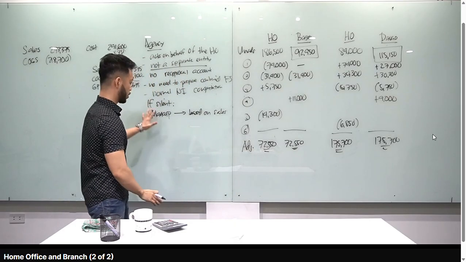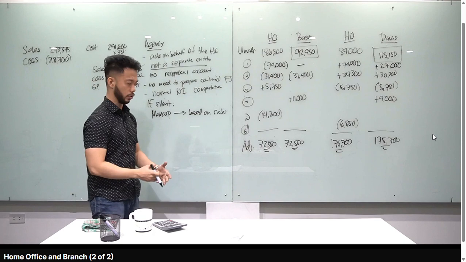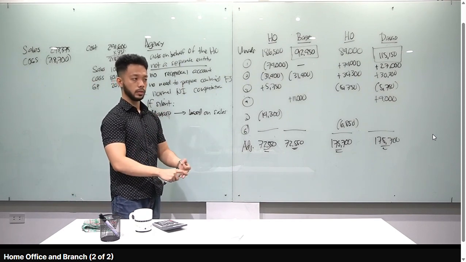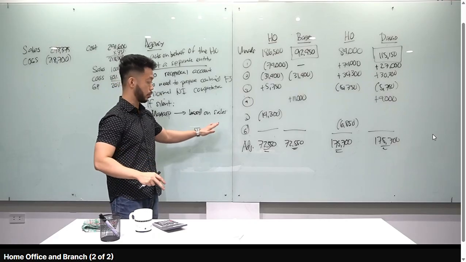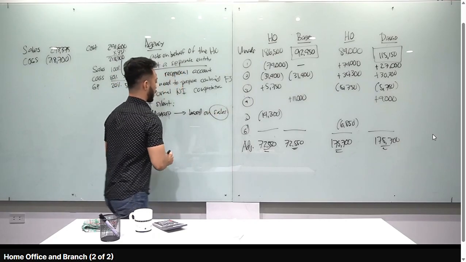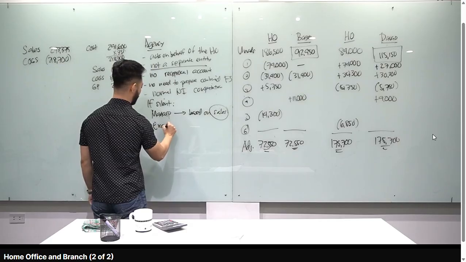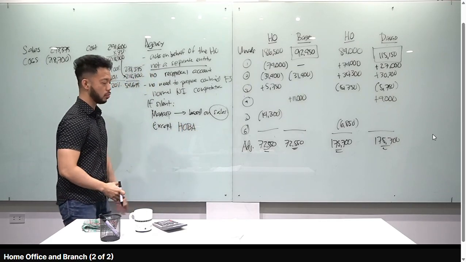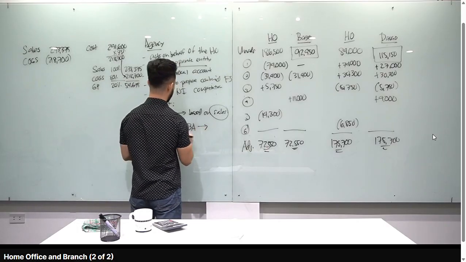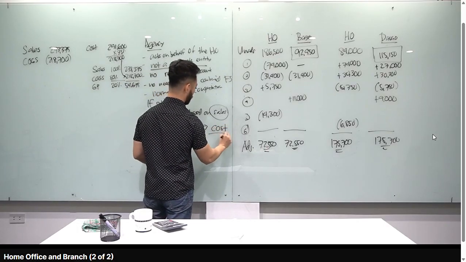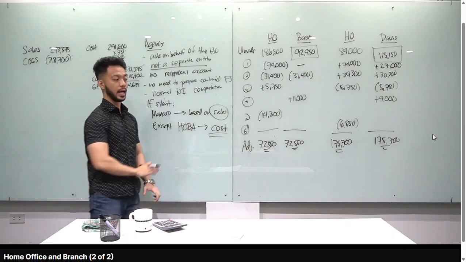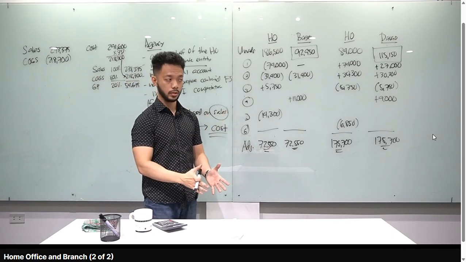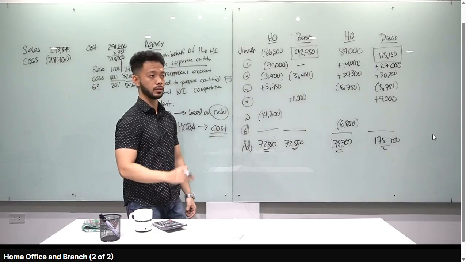Pag silent, sinasabi naman minsan if based on sales or based on cost. Sa lahat ng subjects, AFAR, audit, lahat ng computation, pag silent, based on sales. Tandaan mo, very important. Except, may exception tayo: home office and branch accounting. Pag accounting for home office and branch, pag silent yung problem, yung markup is based on cost. Ingat ka doon. Sa lahat ng topics, if silent, markup is based on sales. Except home office and branch, based on cost yan.